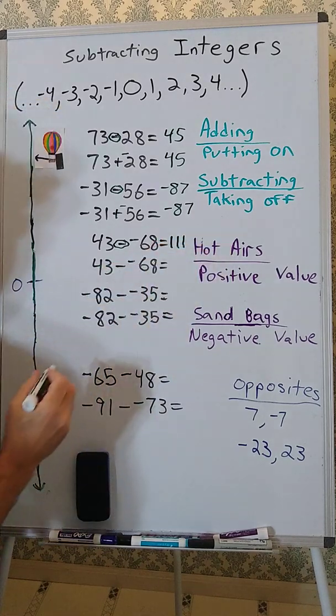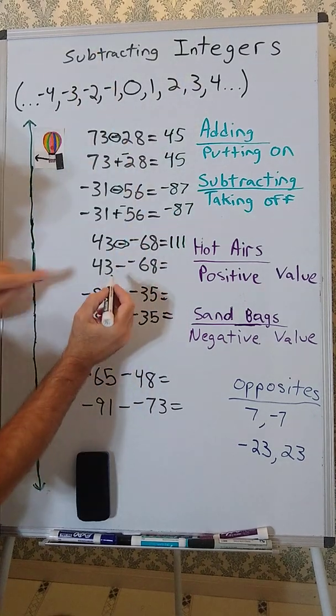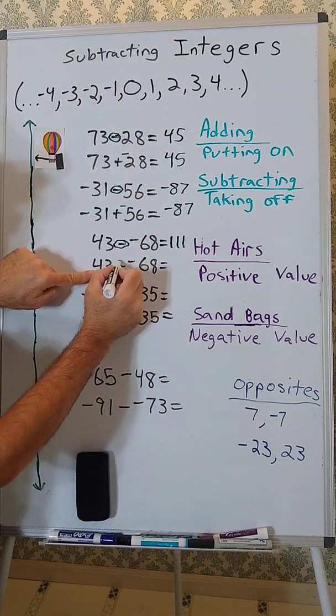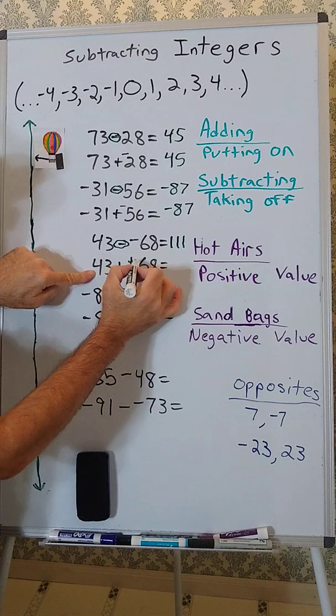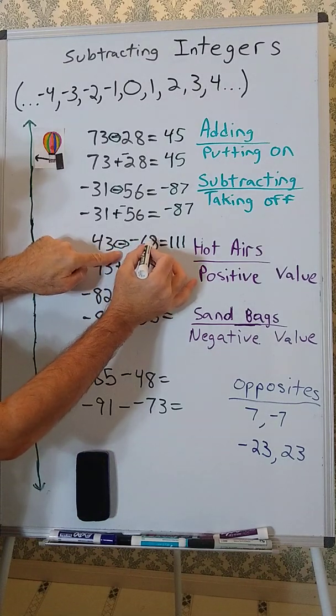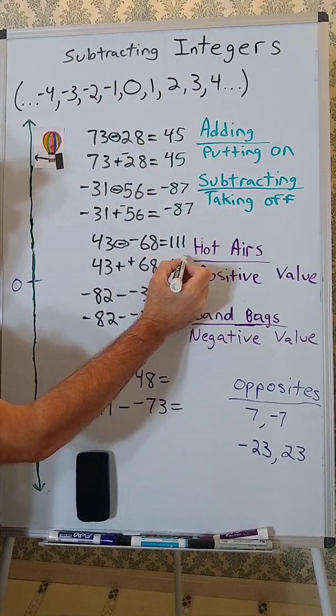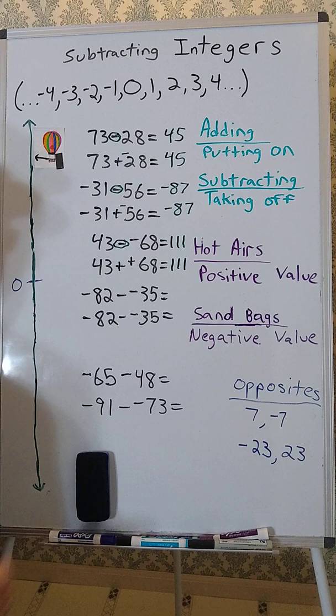111. What could I add that would make the balloon go up? Well, the balloon's at 43. If I add hot airs, the balloon will do the same as if I take off sandbags. The balloon will go up, and we'll end up at 111.